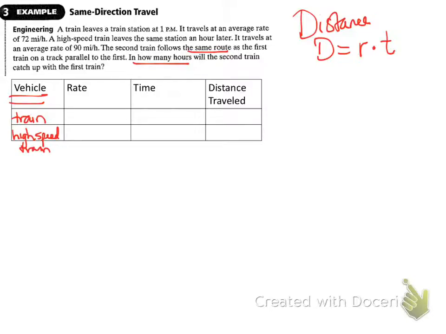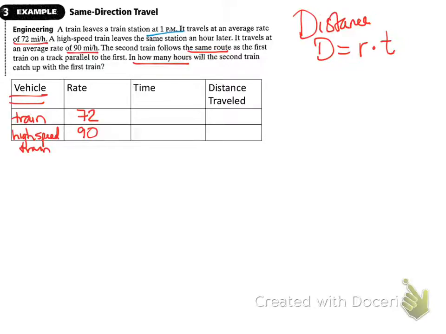Okay, then I'm going to fill in the other pieces of information that they gave me, the rate. So I've got 72 miles per hour for the normal train. I've got 90 miles per hour for the high-speed train. Time. So we're talking about the time. So we've got that the train leaves the station at 1 p.m.